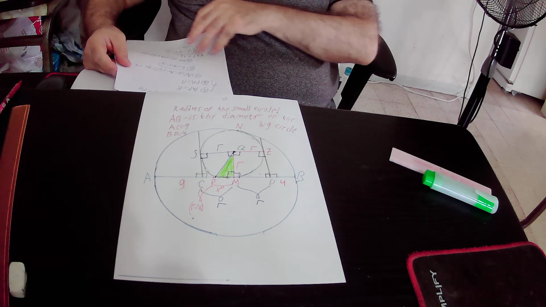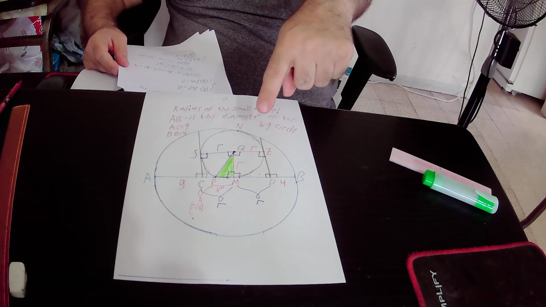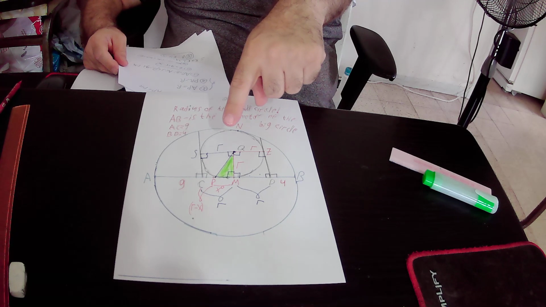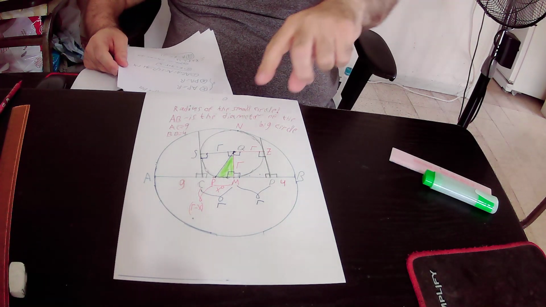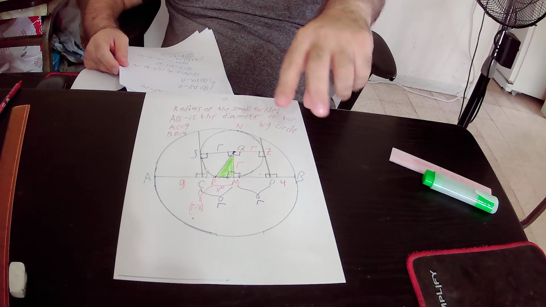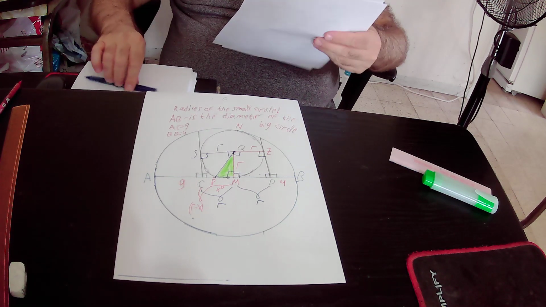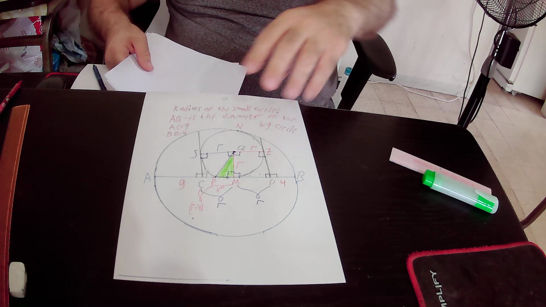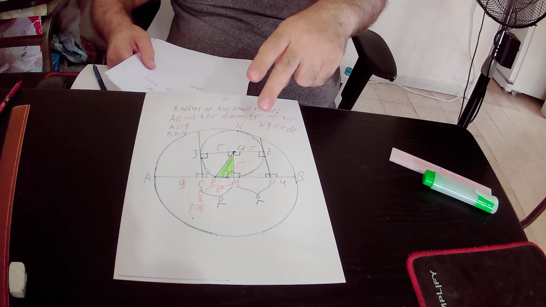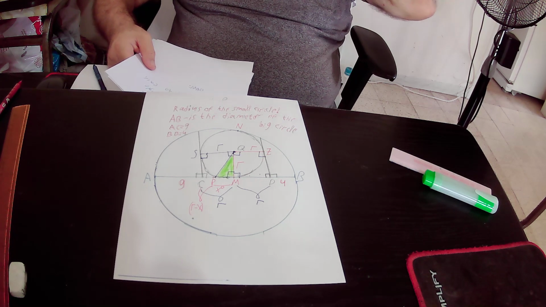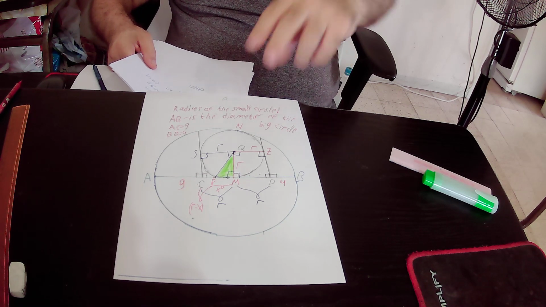First of all, we define the center of the small circle as point Q, and we also define the center of the big circle as point P, and we define the radius of the small circle as small r, and the radius of the big circle as capital R. Then we draw 3 radii of the small circle that start from the center of the circle and end at the touch points between the tangents and the circle itself.